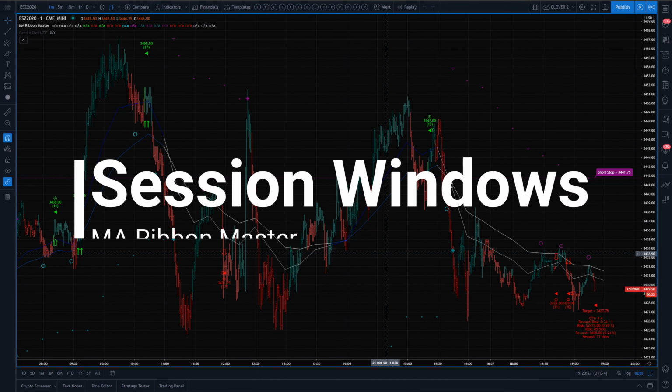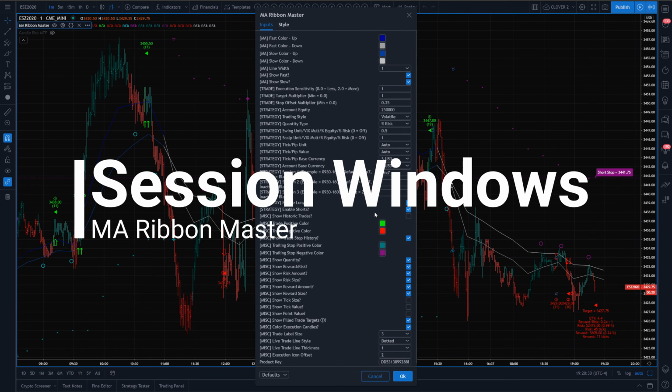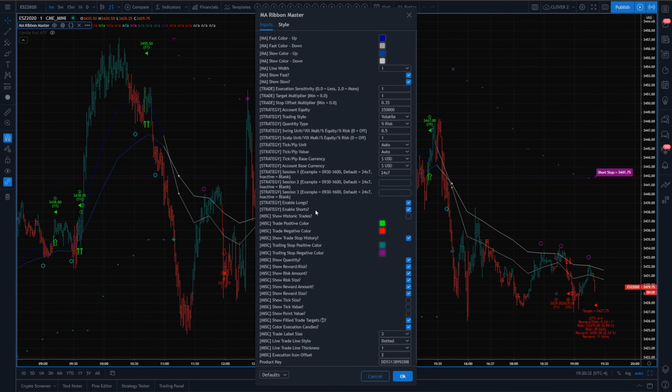One of the other strategy features for the EMA master strategy, and this is the last part of the strategy area, are 3 separate session windows. And the default is just to have the last 2 blank, meaning that they're not used. And the first is 24/7, meaning that you take every single trade. If you want to isolate 1 or more sessions, you would put in the time.